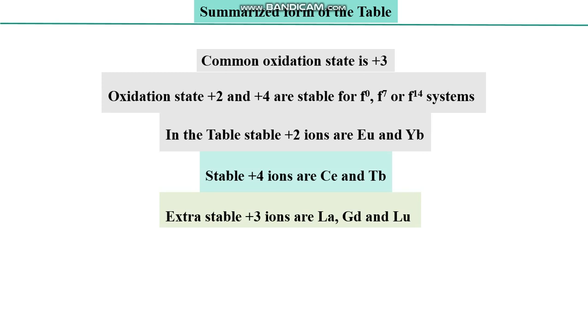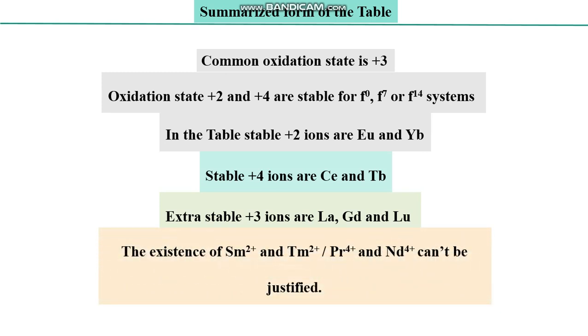So lanthanum possesses f0 system, gadolinium is f7 system, lutetium is f14 system, and on the basis of f0, f7, and f14 they can be explained as to why they are extra stable. The existence of some systems cannot be justified, and these can be regarded as violation of the rule: samarium +2, thulium +2, praseodymium +4, and neodymium +4. So general rules cannot justify these oxidation states, but as I told you, the rest of the factors have to be taken on board for explaining these oxidation states.